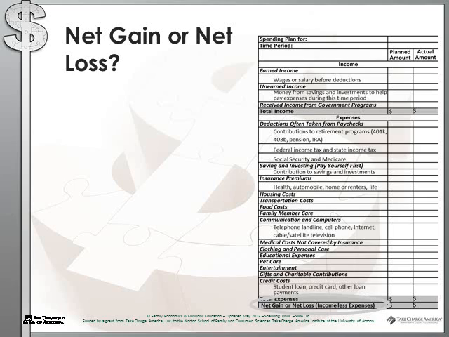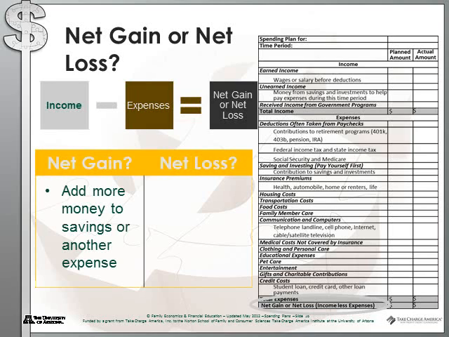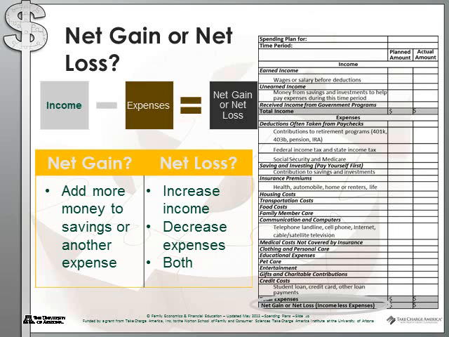Once all the money has been allocated in the spending plan, determine if you have a net gain or net loss by subtracting expenses from income. If the resulting amount is positive, this means you have a net gain. We recommend adding this money to a savings account or using it to pay down additional debt. If the resulting amount is negative, you have a net loss.